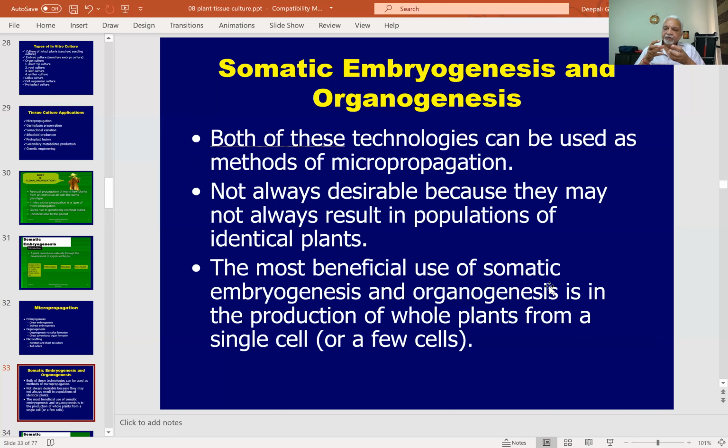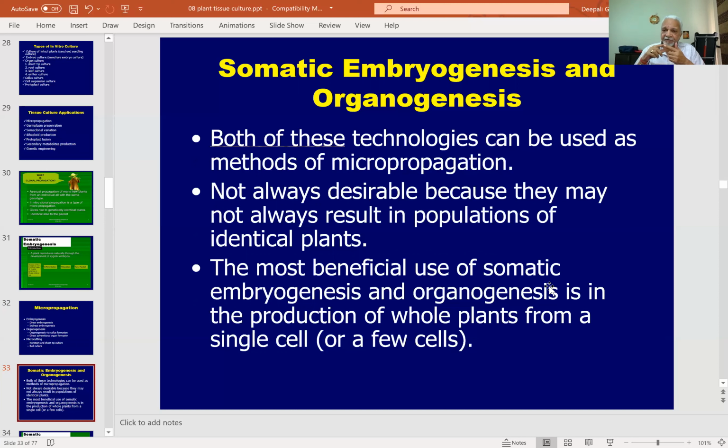So if you start with a single cell or a few cells, and then make them undergo somatic embryogenesis or organogenesis, then probably you can end up with better plantlets as compared to... I mean, that's the way you end up with multiple plantlet formation.